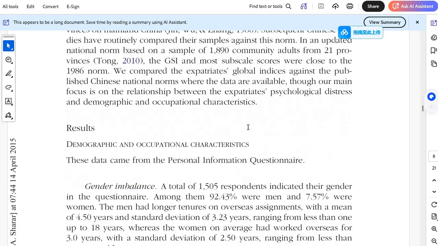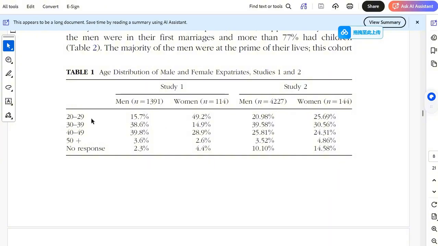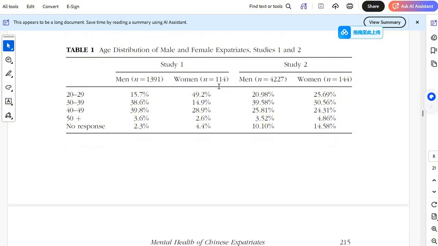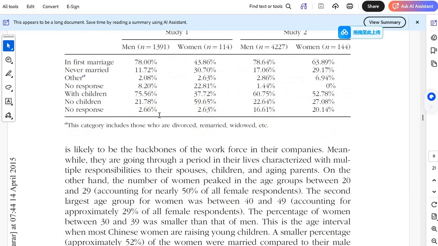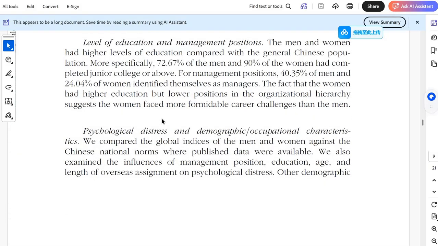You want to mention a little bit of the key findings. The key finding here, Table 1, Study 1. Altogether, they have over 1,500 participants. Most of them are men, 1,391. Women are in the minority. You want to mention the numbers of men and women self-identified in the questionnaire. And that's sufficient description of the sample.